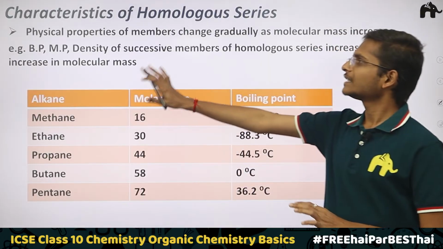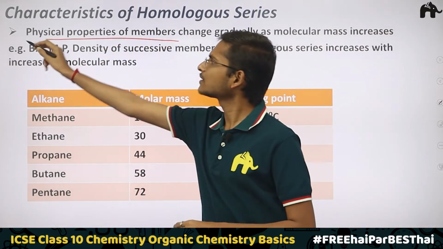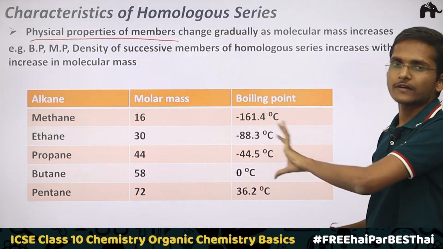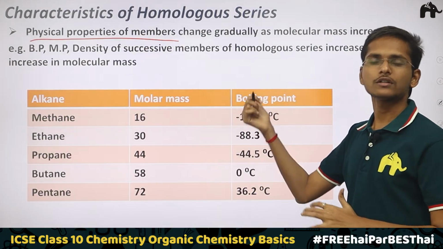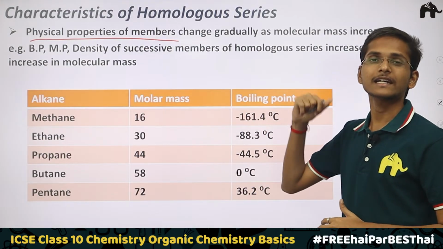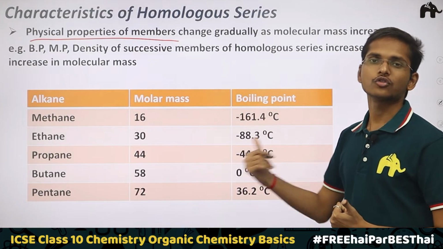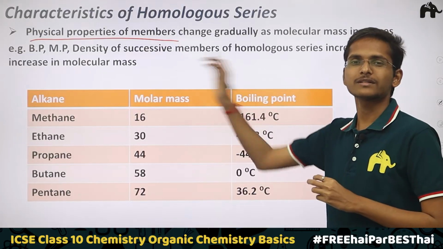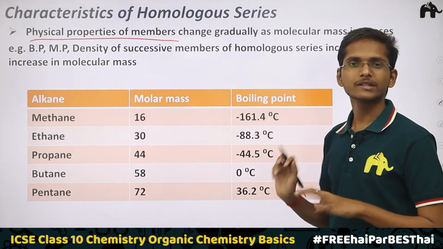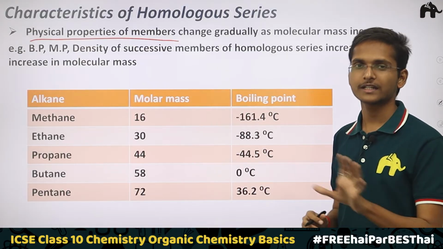The last characteristic of a homologous series is the physical properties of the members. We have seen the members of alkane, alkene, and alkyne as examples. Like that, alcohols, alkyl halides, aldehydes, and carboxylic acids are also homologous series, but there's no need to go into that much complexity. For simplicity, your syllabus gives just alkanes, alkenes, and alkynes to be explained.